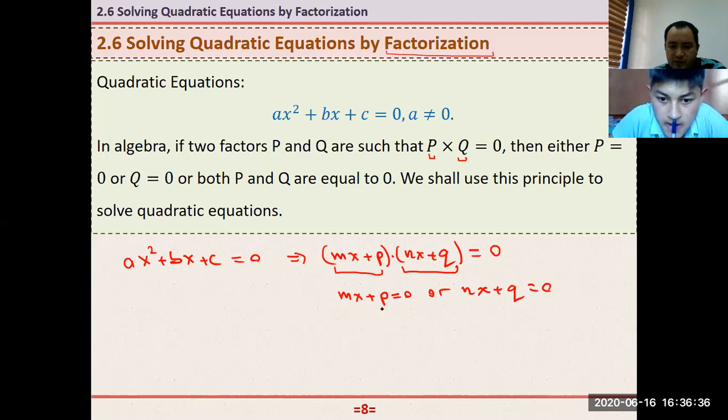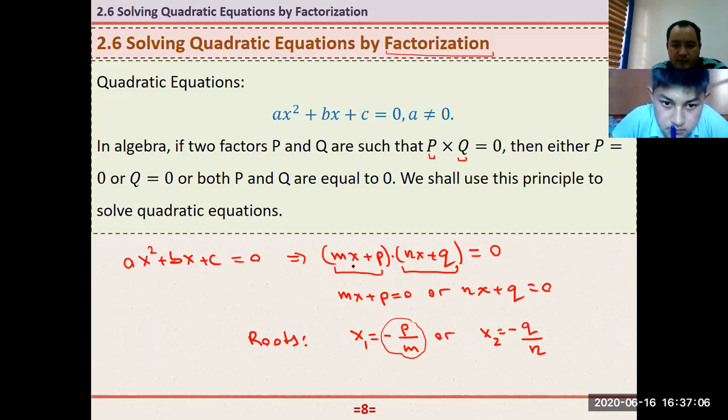So we now have to solve this equation. From here, what is x? X equals minus p over m. Or here, if you solve this, x equals, take q to the right-hand side and divide by n. That's equal to minus q over n. So what are these? These are the roots of this quadratic equation. Okay, that means that if I substitute this number for x in this equation, right here, and evaluate this, it will be equal to 0. That's why we call this a solution. Or if you substitute this thing for x and evaluate this, and you get 0.